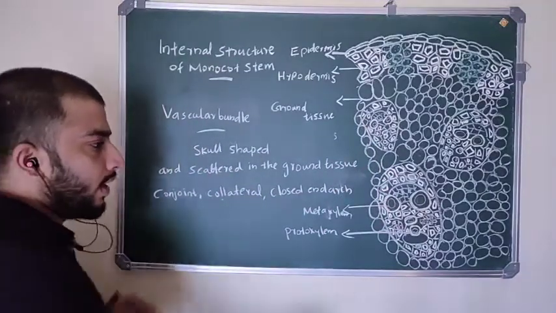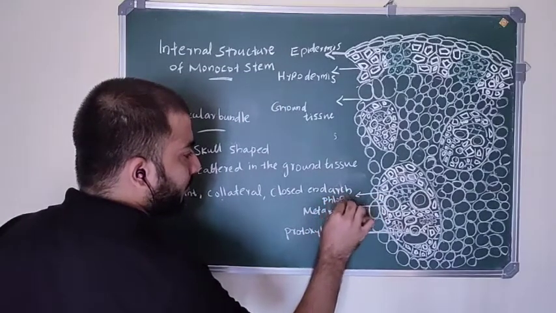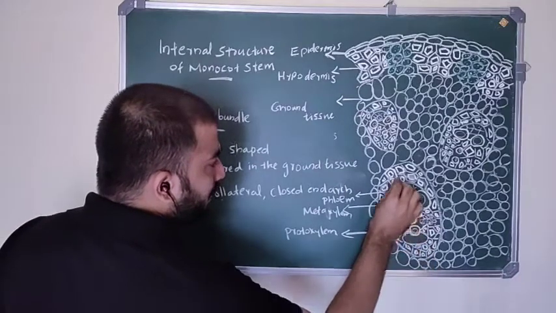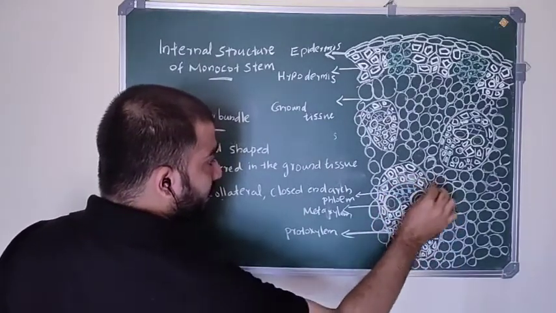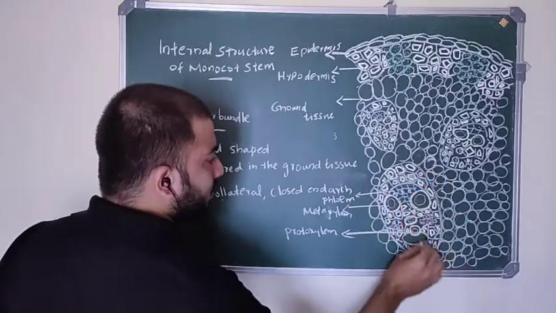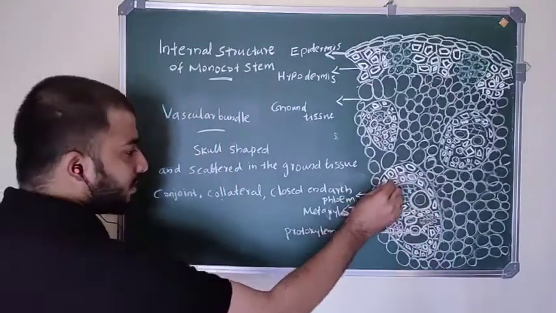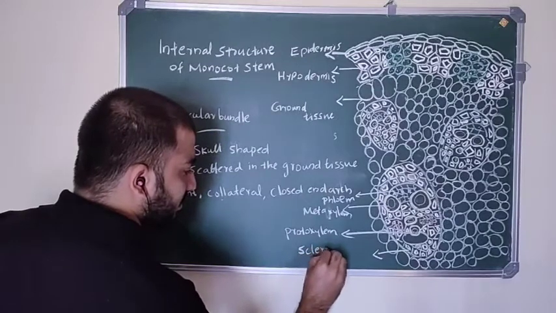Okay, and this is our phloem tissue. Around this xylem and phloem, you can see a sheath of sclerenchyma cells. Sclerenchyma cells surround all these vascular tissues. So these sclerenchyma cells form the bundle sheath.